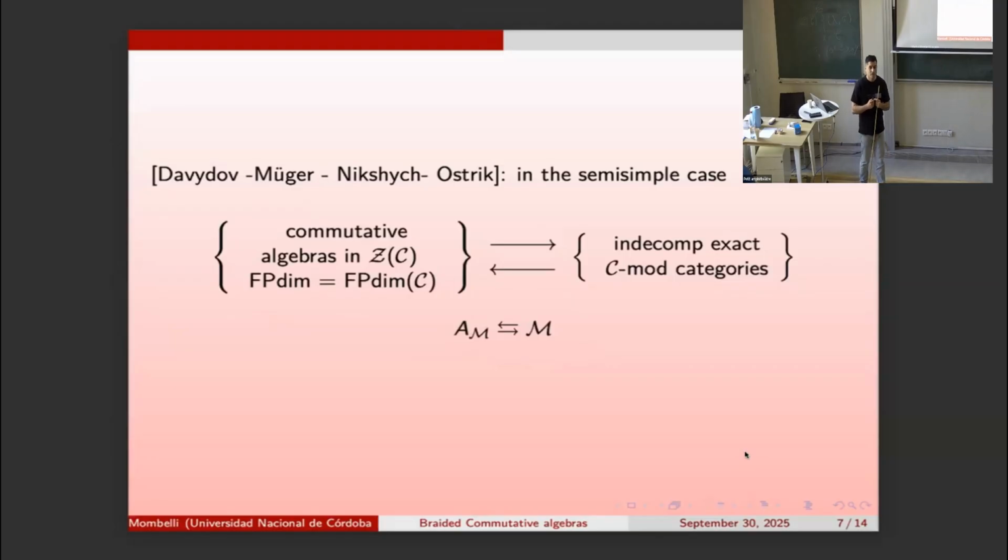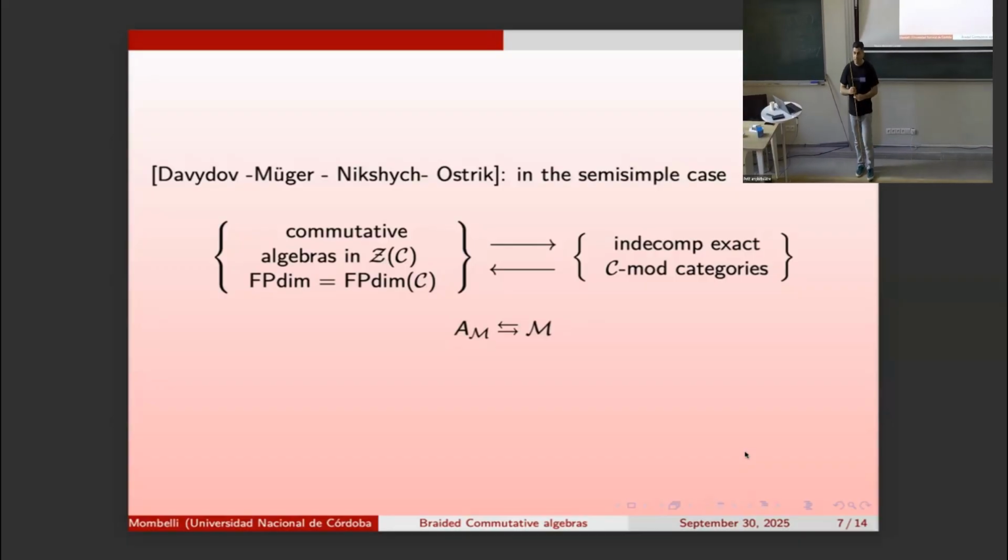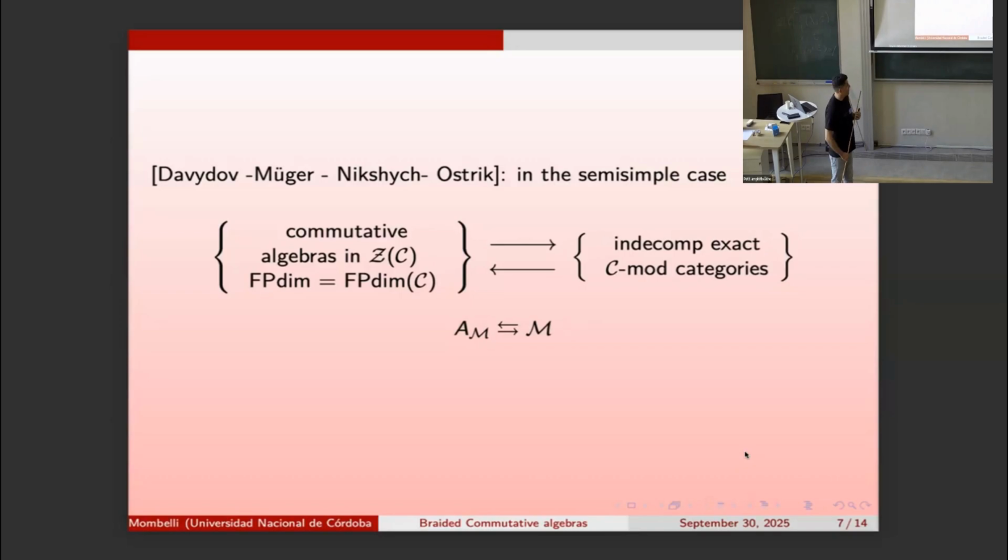This construction gives a correspondence between exact, indecomposable exact module categories, and braided commutative algebras in the Drinfeld center with some particularity: it has dimension equal to the dimension of H. This was proven by Davydov, Müller, Nikshych, and Ostrik, and in the semi-simple case gives a complete invariant of the module category. For me, since I work here mostly, this is a very nice invariant of the module category.